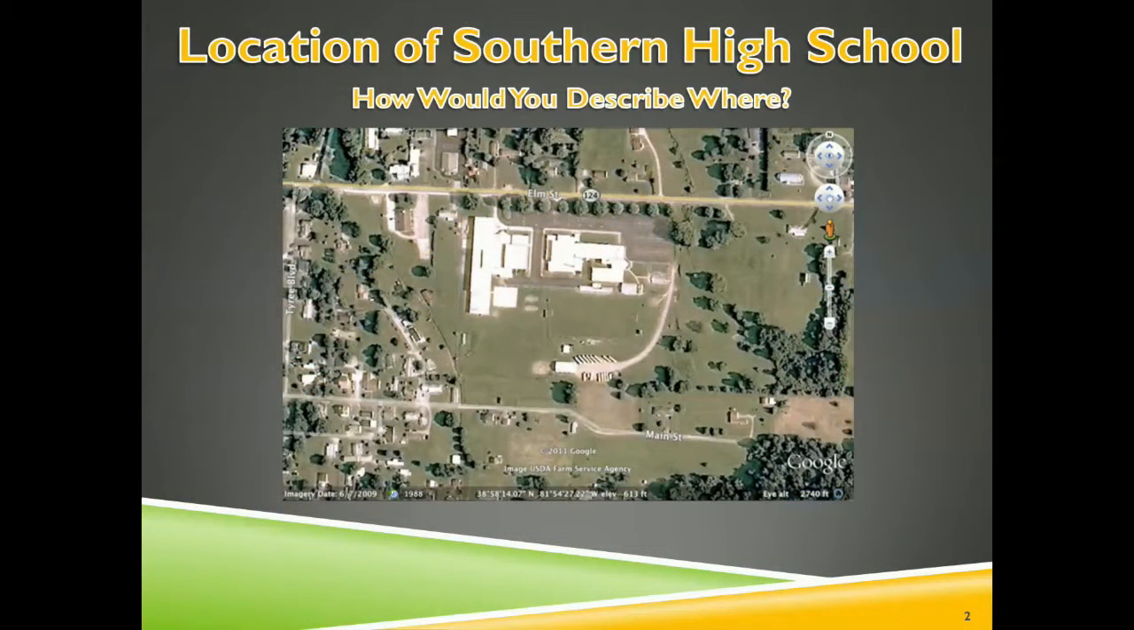How would you describe the location of Southern High School? If you said that it was in Ohio, you'd be correct, and better yet, Southeast Ohio. And if we want to get really specific, we could say that it's located on Elm Street. But none of these are good enough to adequately describe the position of the high school. This is why we need map coordinates.